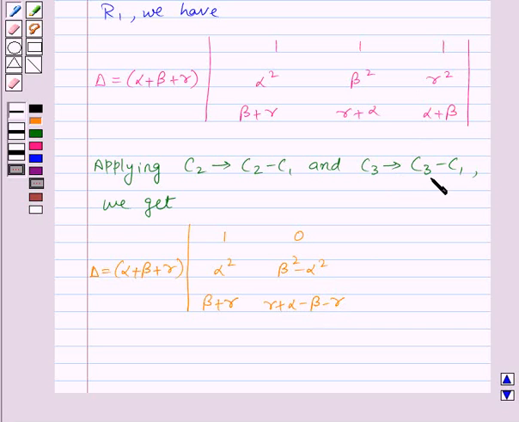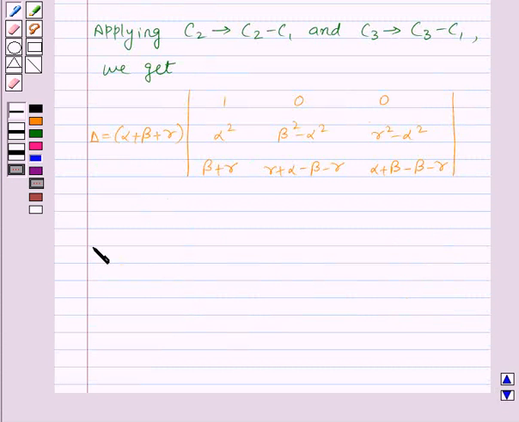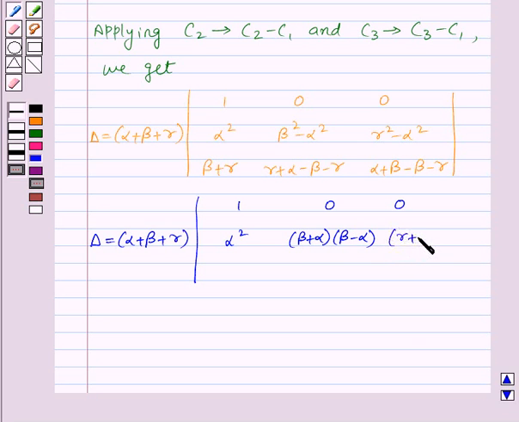Now, C3 changes to C3 minus C1. So, the elements of C3 will be 1 minus 1, that is 0, gamma square minus alpha square, alpha plus beta minus gamma. From this, we get delta is equal to alpha plus beta plus gamma into the determinant of order 3 by 3 with elements 1, 0, 0, alpha square, beta plus alpha into beta minus alpha, gamma plus alpha into gamma minus alpha, beta plus gamma, alpha minus beta, alpha minus gamma.